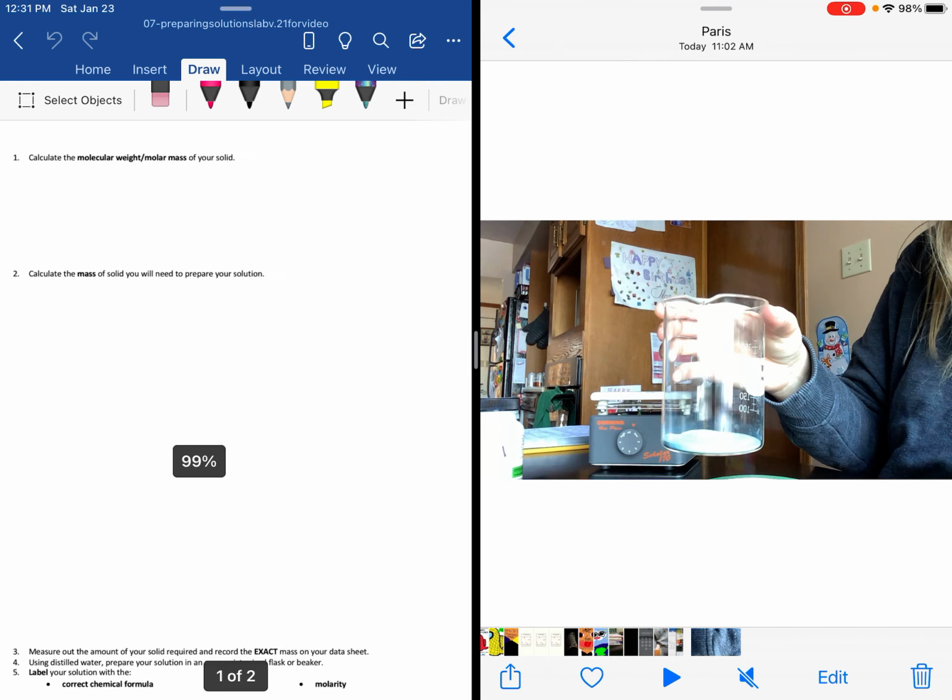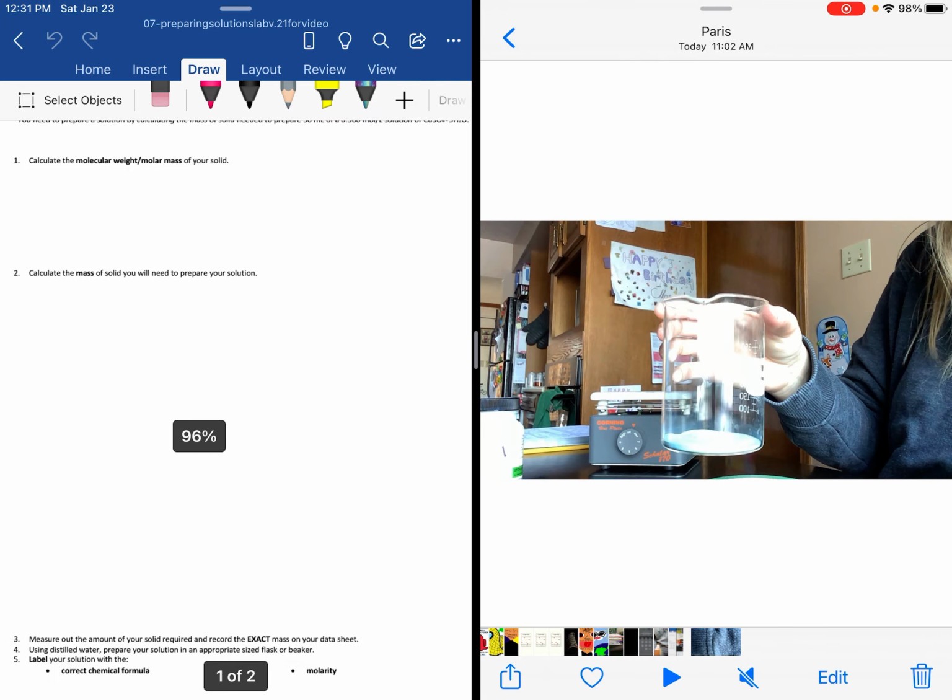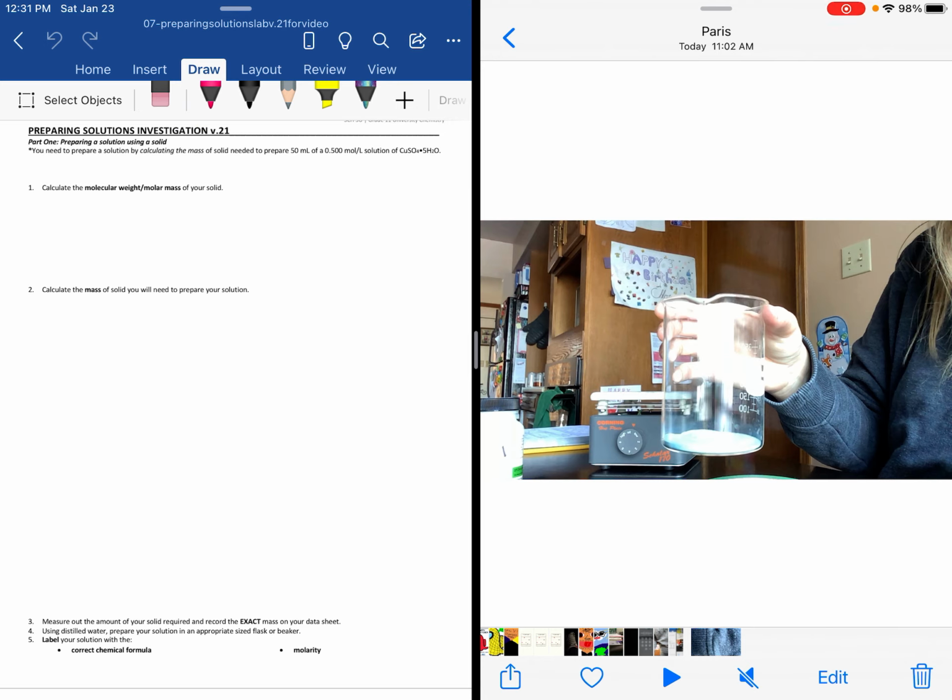And the one good thing about this lab is it actually forces you, like you can't do the lab without doing the calculations. So I highly recommend that if you prefer to print stuff off and write it out as we go along, then pause this video and go print the preparing solutions investigation worksheet off. Even though I didn't make you hand it in, it's good practice for these types of calculations, which will be on your assessment.